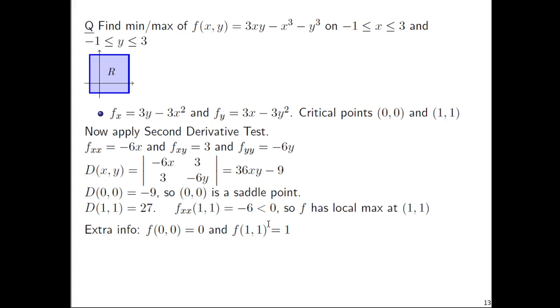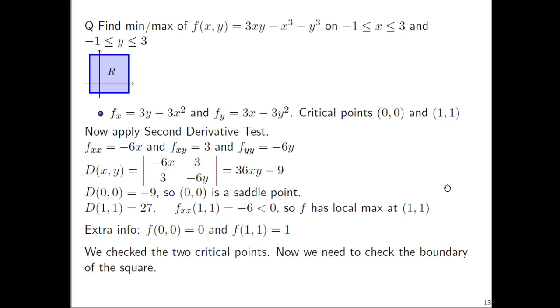Okay, so cool, we have a saddle point and we have a local max, and we might as well compute z values. So go back to the original function, plug in, at (0, 0) the z value is 0, and at (1, 1) the z value is 1. The whole purpose of computing that is because when we're trying to find global mins and maxes, we now need to check what happens on the boundary. So what happens on the four edges of the square, and we want to compare those z values to these z values of 0 and 1.